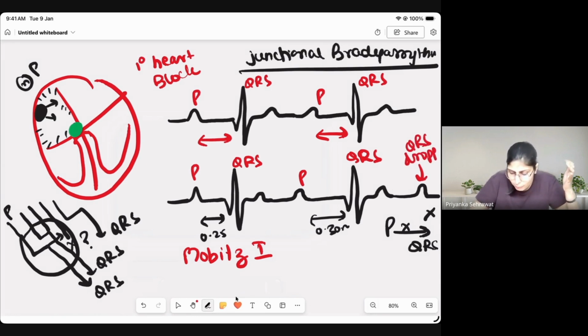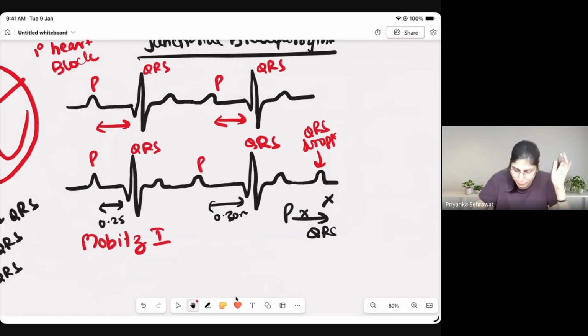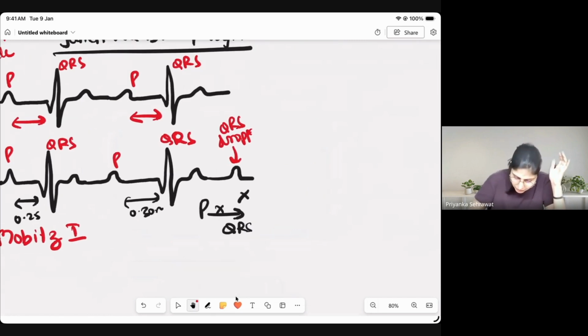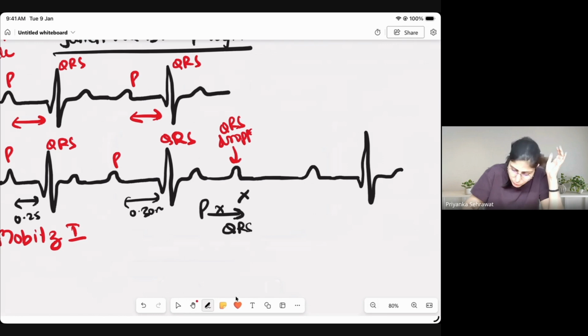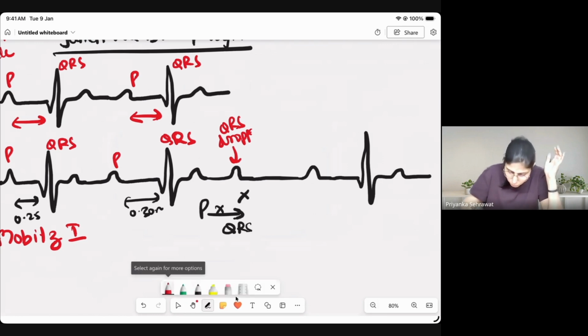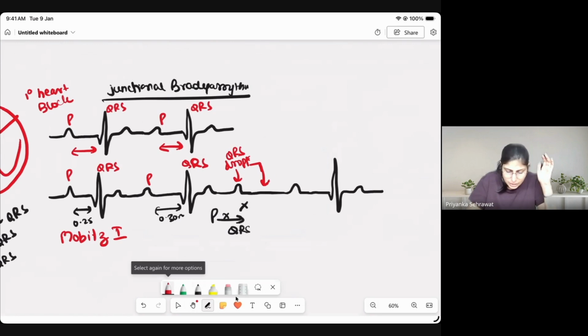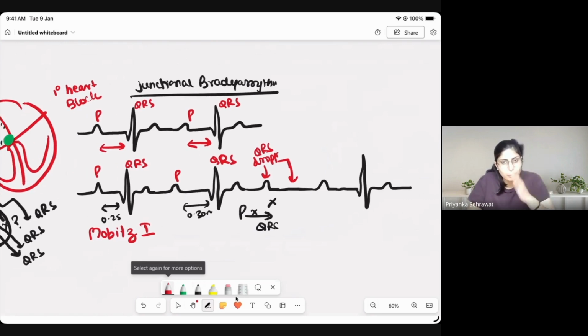One QRS gets dropped means this P wave is not followed by a QRS. This is again followed by a P wave. If I continue this ECG, this P wave is not followed by QRS, and then we have another P wave with prolonged PR interval, QRS and T. So what happened to this QRS? यहाँ पे तो QRS आया ही नहीं ना. So this is your Mobitz type 1, where there is progressive prolongation. So Mobitz type 1 के लिए दो words याद रखो, progressive prolongation. Okay. So this is how Mobitz type 1 looks like.